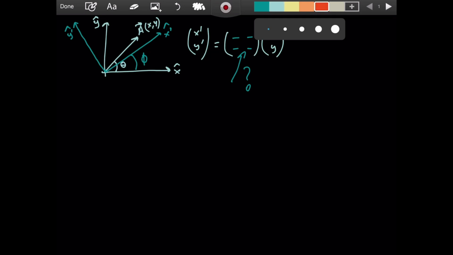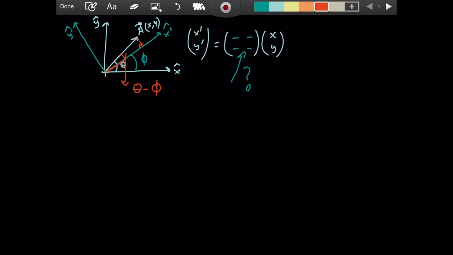To find the new coordinates, we want to take the projection of A along the new axis. So we are going to draw a 90-degree dashed line like so, and this angle is going to be theta minus phi, right? That is theta minus phi.